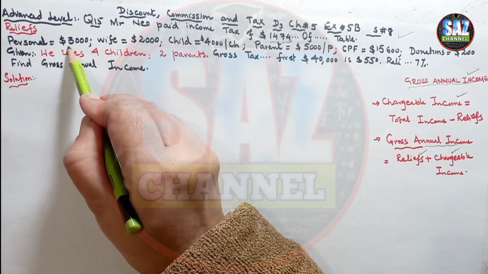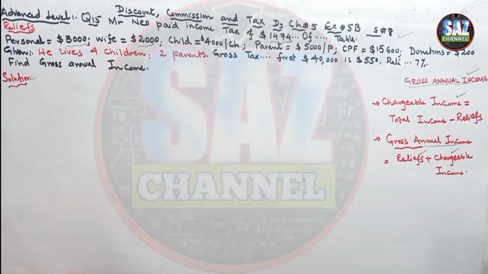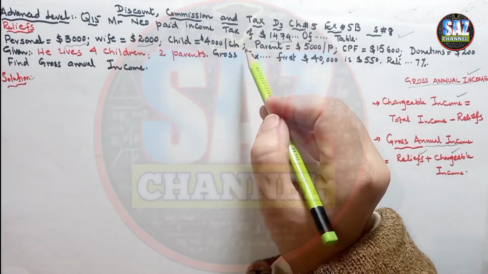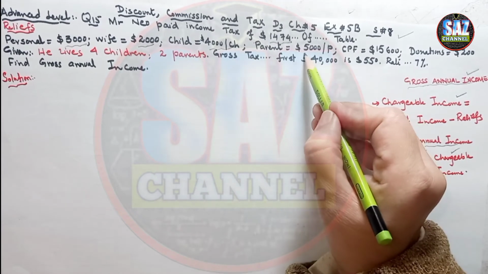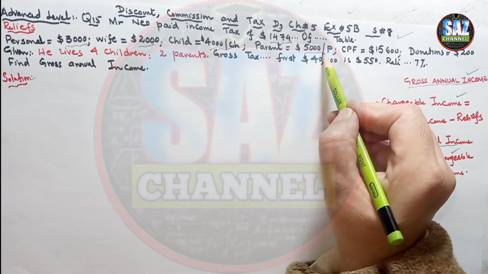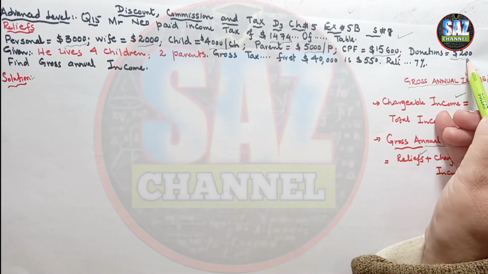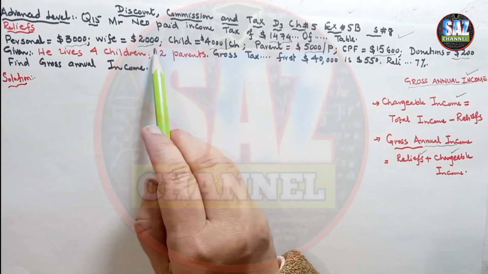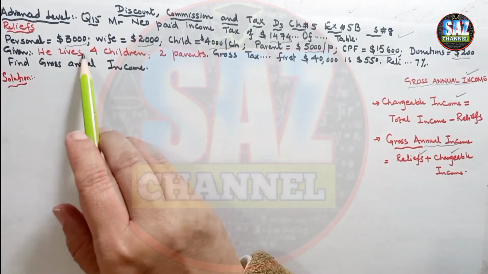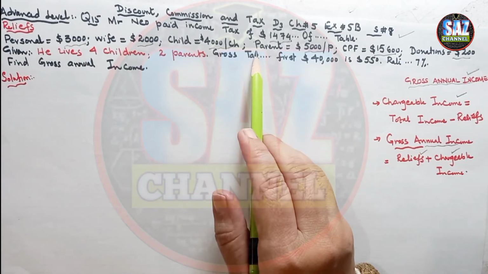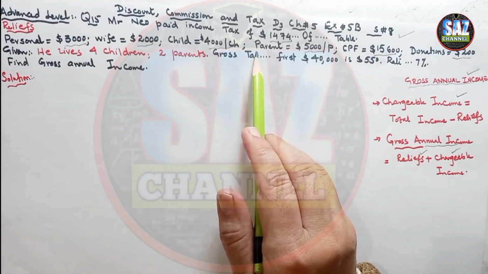For the personal, he's getting the relief of 3,000. For wife, he's getting the relief 2,000. Child relief 4,000 per child, and then parent relief 5,000 per parent, and CPF contribution is 15,600 and the donation is 200. So these are the different items on which he doesn't have to pay the tax. So these we will call the reliefs, and the remaining income will be taxed.